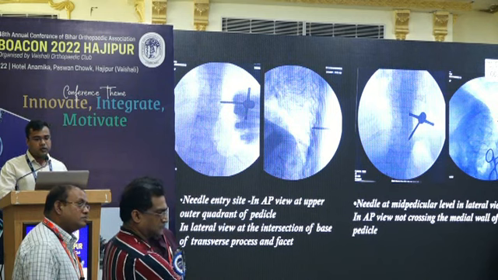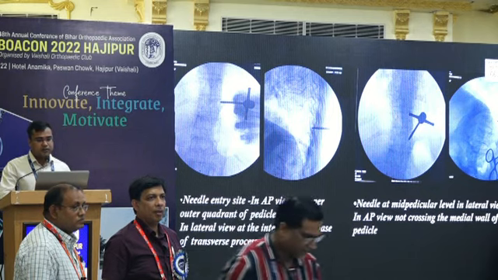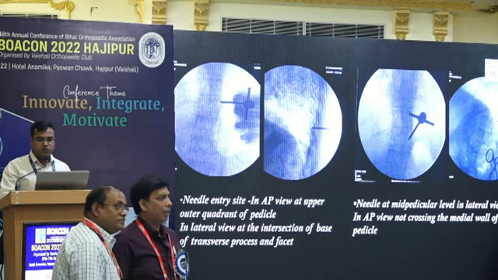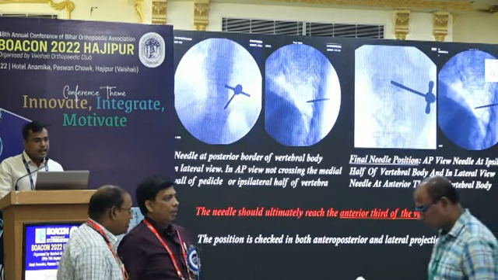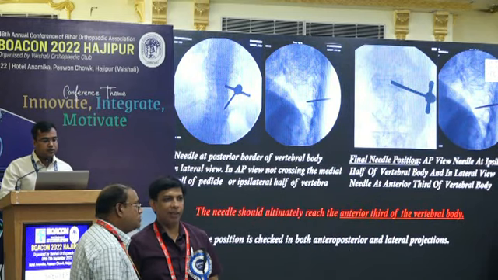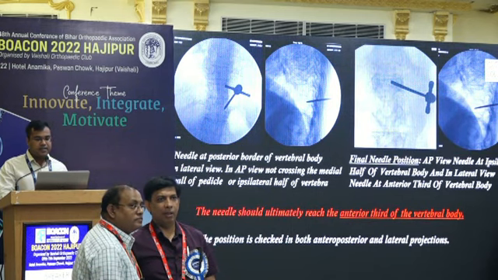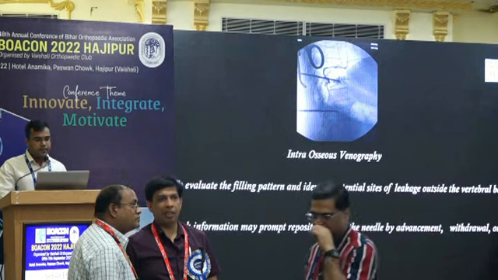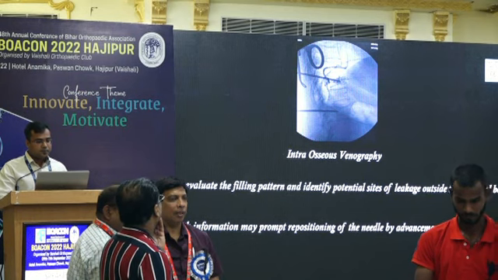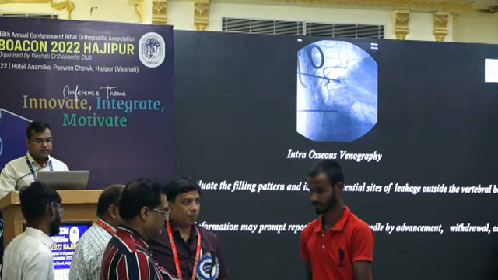And then we slowly progress the needle through the mid substance of the pedicle and into the cancellous part of the vertebral body. At the mid pedicular level, in the lateral view, it's been shown, and in AP view, it should not cross the medial wall of the pedicle. At the posterior border of the vertebral body, it's showing the needle position, and in AP view not crossing the medial wall of the pedicle anyhow. The final needle position should reach ultimately the anterior third of the vertebral body. Intraosseous venography was done using the dye and the repositioning of the needle was done by either advancement, withdrawal or the rotation of the needle.